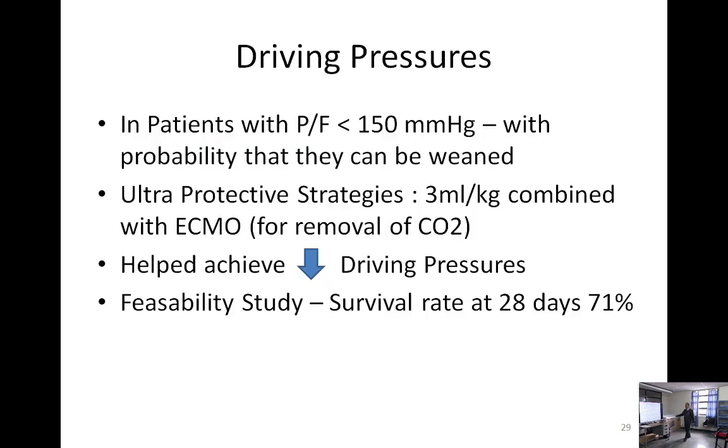So driving pressures, you can see if the PF ratio is less than 150 millimeter mercury, there is a probability of high driving pressure. And ultra-protective strategies, that is very low tidal volumes combined with ECMO. Low tidal volume will prevent lung damage, but hypercarbia can be there. ECMO will take out the carbon dioxide, but as I said, we don't do it. So this will help to reduce the driving pressure, because you are not inflating the lung so much. As I said, the more the pressure you try to give, the more the lung damage occurs.